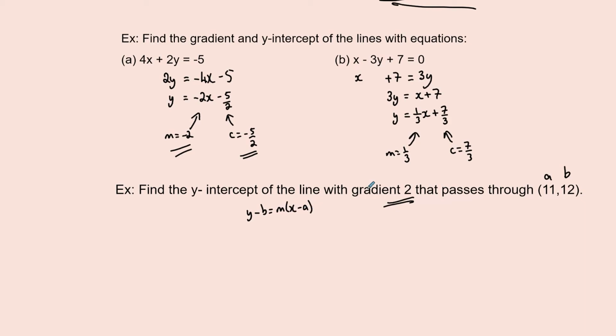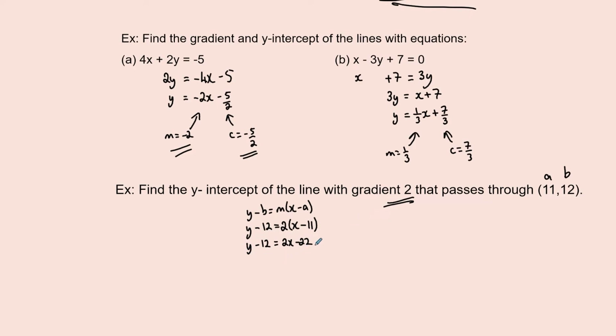And let's substitute in everything we know. So it's y minus 12 equals m bracket x minus a, which was 11. Now what we're going to do is just work through that and simplify it. It's asking us to find the y-intercept. I'm not sure how we're going to get there yet, but we'll see what we can do with the information we've been given. So y minus 12 equals 2x minus 22.